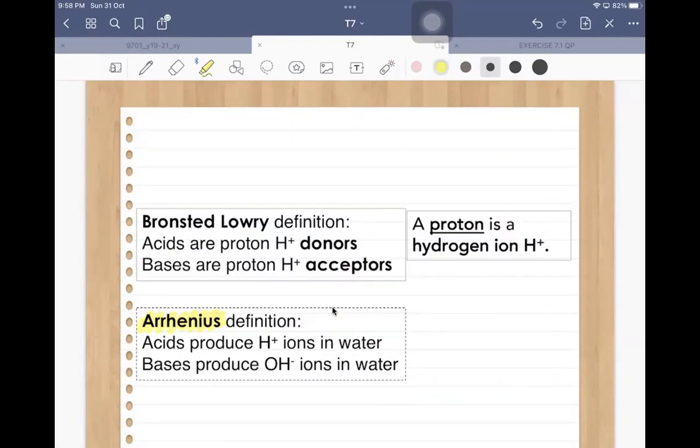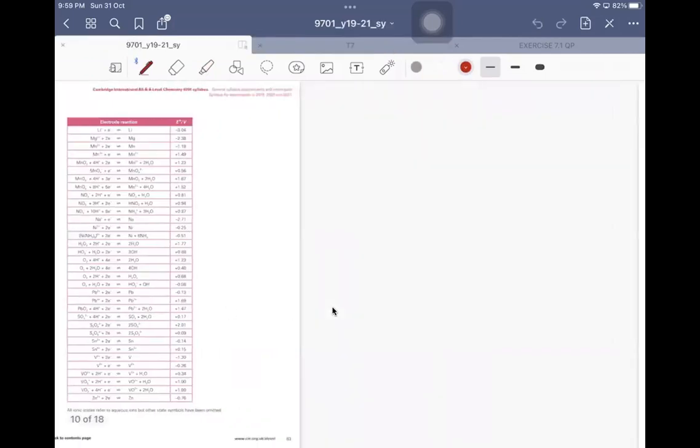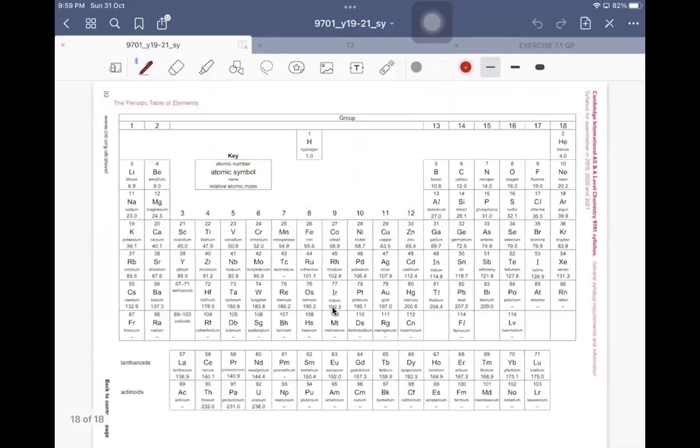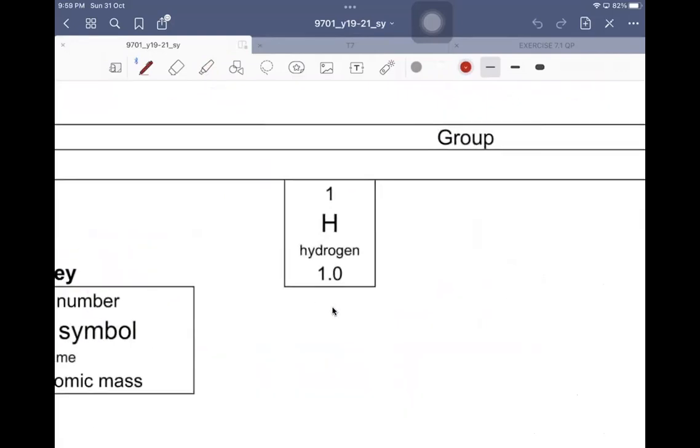The only thing for you here is the Bronsted-Lowry theory, which is talking about acids and bases in terms of proton. Now, I want to talk about this hydrogen ion. Okay, hydrogen, if you look at your periodic table, where's my periodic table? Okay, so you look at hydrogen here.